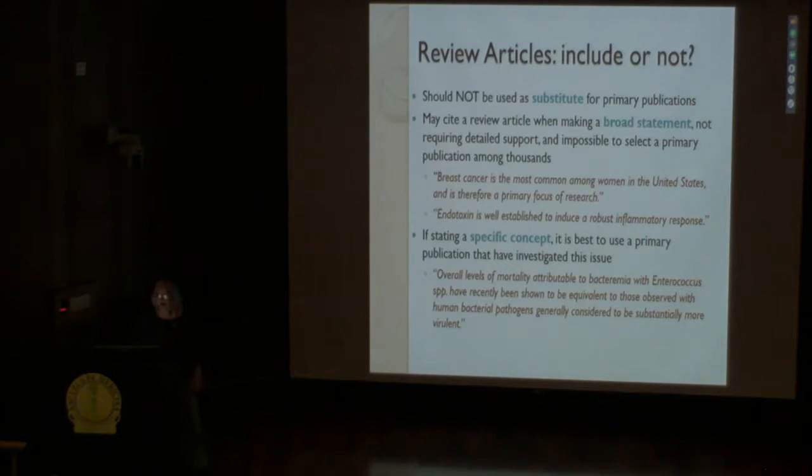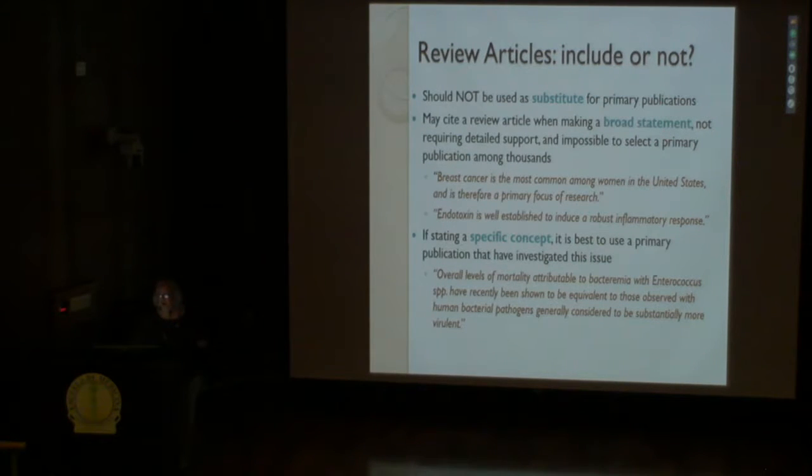Okay, so then you find the original description for the material and method and use that one. Okay, so on review articles, I know it's really easy to say, oh, I'm just going to use a review article and use all the things that are there. That's very tempting, but it should not be used as a substitute. When you're making a broad statement, maybe you could use it because you're just saying something in general that doesn't require a lot of detailed support, and it will probably be impossible to select the best one among thousands of them. And these are two examples, right?